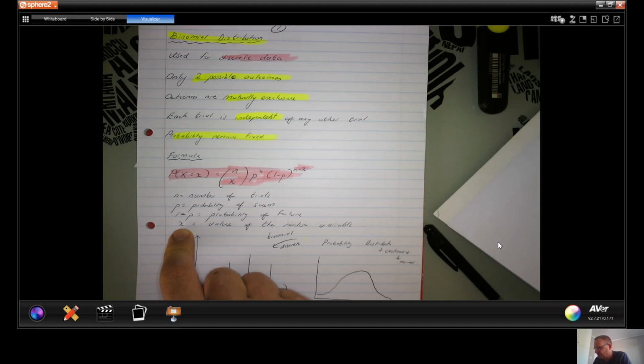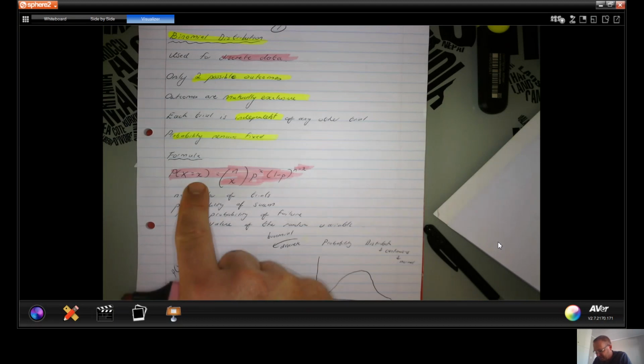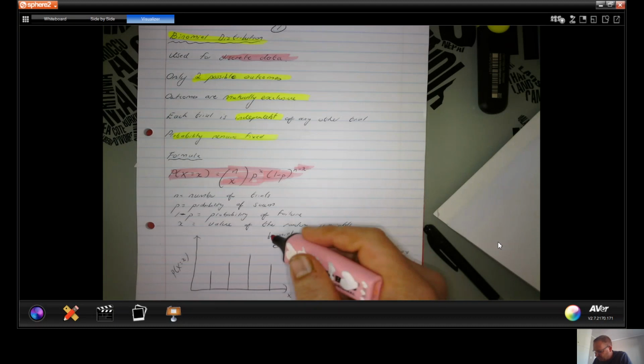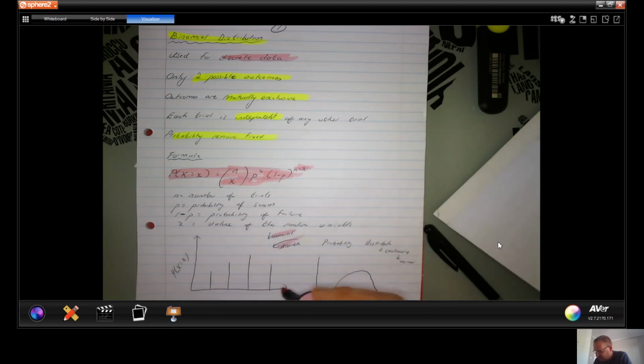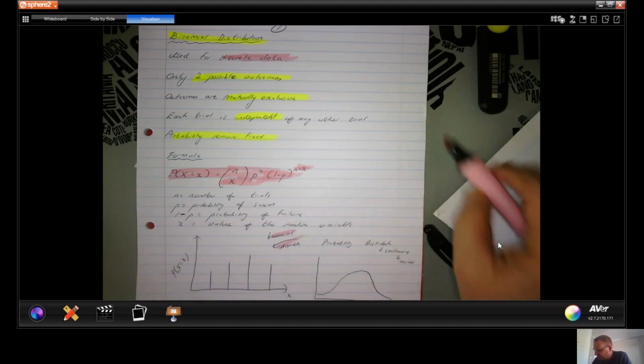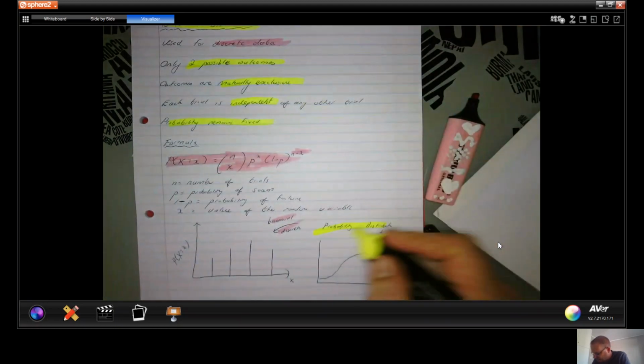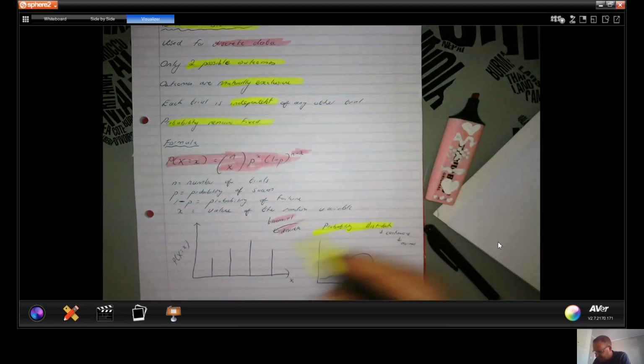So in other words, if you have 30 shots at netball, if you want to figure out what's the probability of getting 13 goals, then you replace x with 13. That's your random variable over there. In a binomial distribution with discrete data, this is what your probability distribution looks like. Okay, probability distribution is like that because they're discrete.